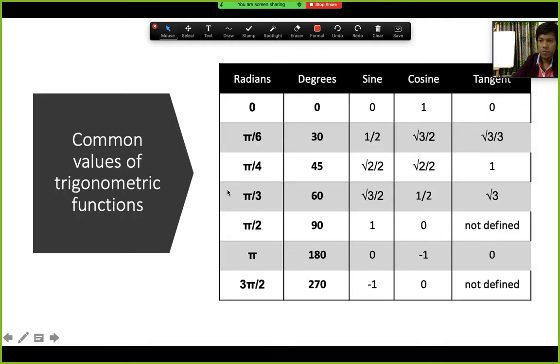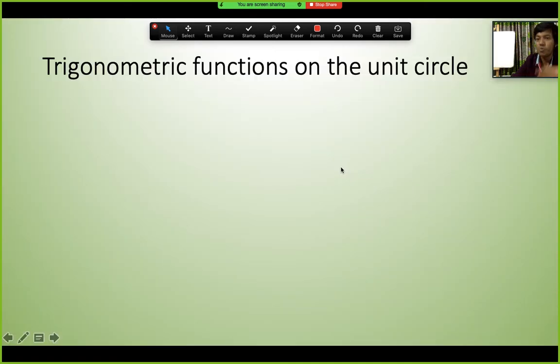And these are some common values of the trigonometric functions, like sine 0 degree, cosine 0 degree, some standard values which some people keep in mind. Suppose someone asks sine 60 degrees equals what? Sine 60 degrees is root 3 by 2. These are standard values, but it's not necessary to keep them in mind. Sometimes it is useful, because you can do the math quickly. That's it.